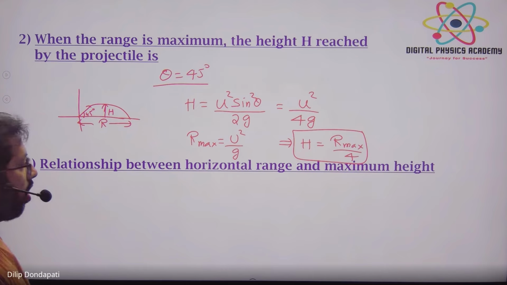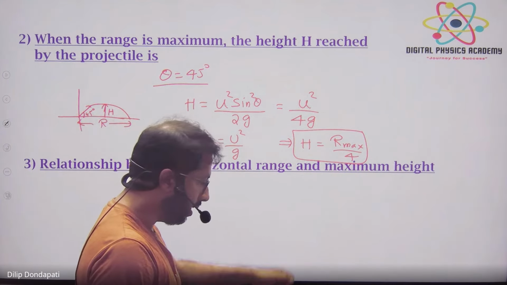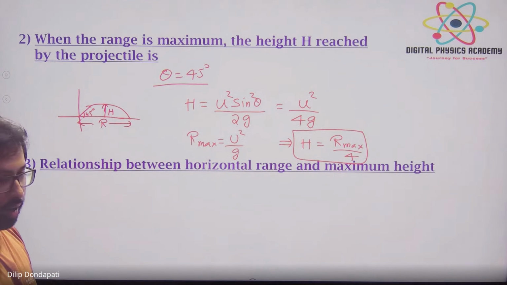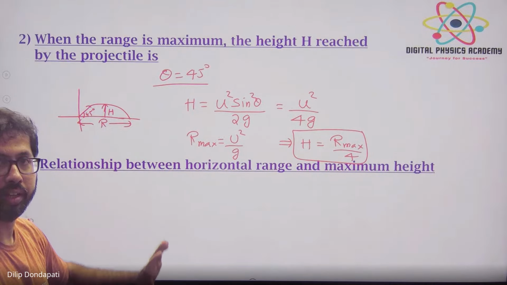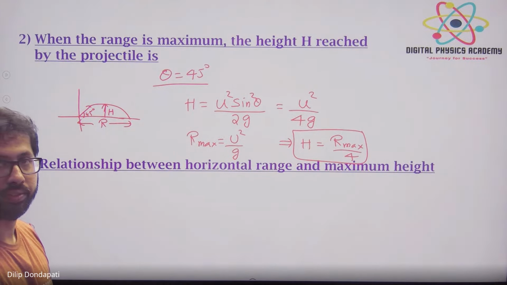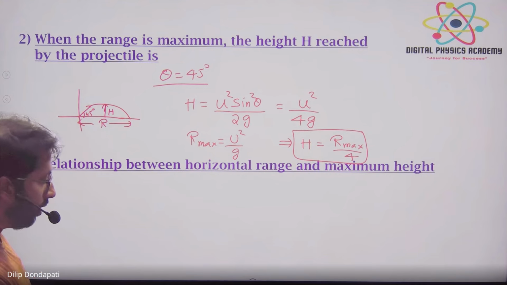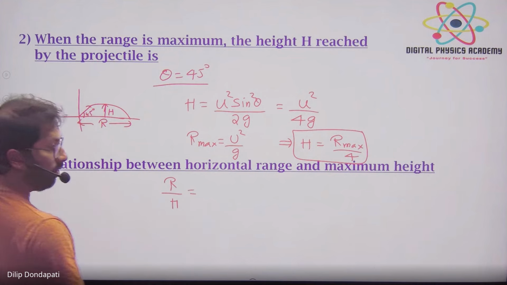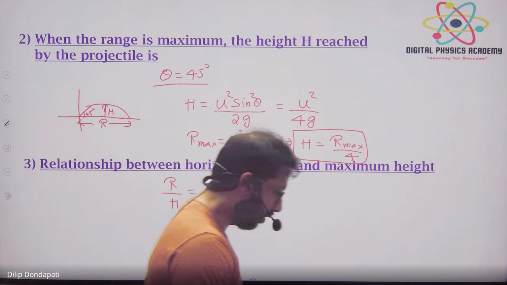Relationship between horizontal range and maximum height. Find the relationship between the normal range and the normal height. Use the formula and divide. I want R by H. How much is it? Find it. Use the formula and solve.